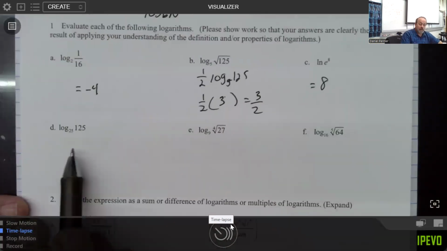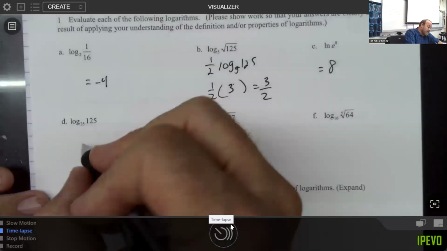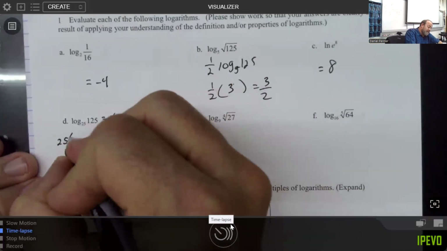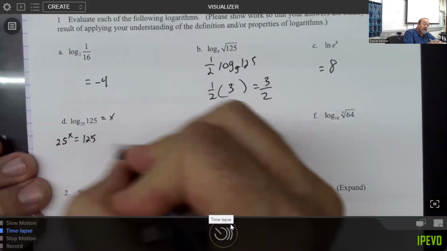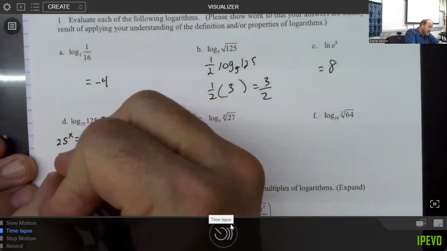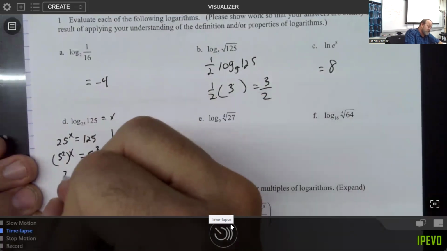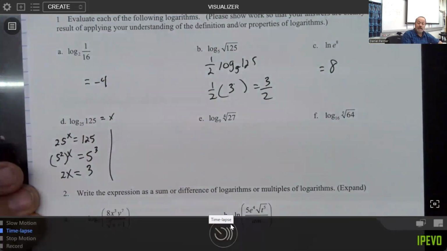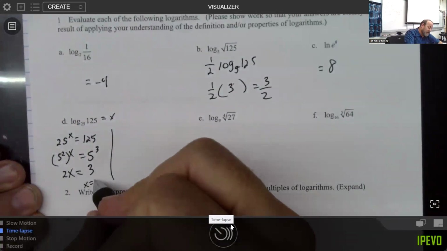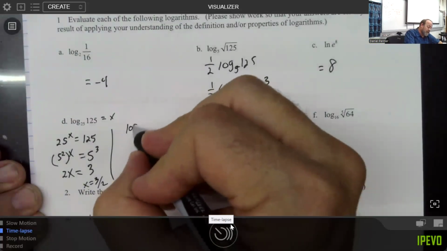Now, here's where the problems get a little bit more difficult. So we have some options. One option would be to say that I want to take 25 and I want to raise it to some power and get 125. This is my personal best way to do it. 5 squared is 25, and 5 cubed is 125. So that means 2x is 3, because if my bases match, then my exponents must match, and therefore x would be 3 halves. But another way that we could do that is we could use the change of base formula.